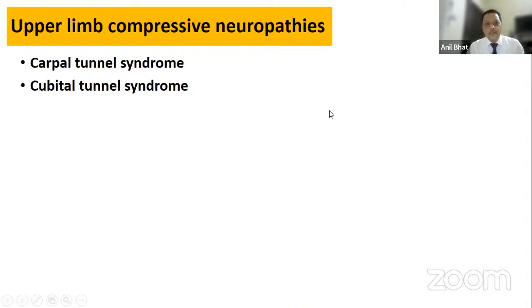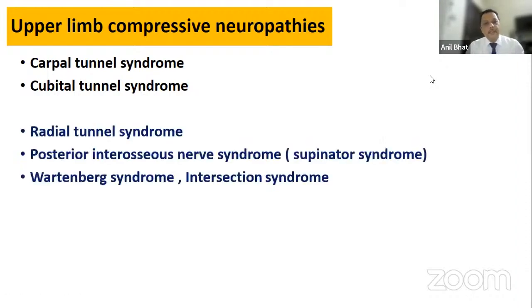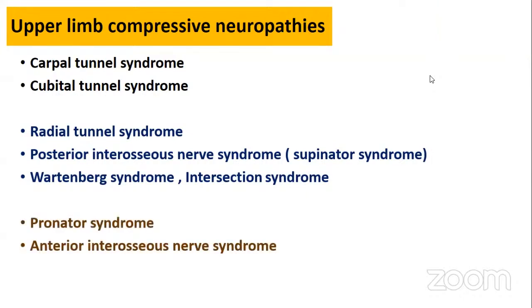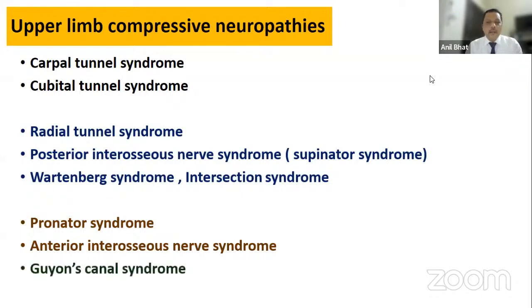As I said, carpal and cubital tunnel form a big chunk of neuropathies, and the other, probably a little less common, are the radial tunnel syndrome and posterior interosseous nerve syndrome. There's a difference between the PIN syndrome, which is also called supinator syndrome, and radial tunnel syndrome. Probably next time I'll tell what the difference is. Then there's something called Wartenberg and intersection syndrome. For the median nerve, apart from carpal tunnel, it's pronator syndrome and anterior interosseous nerve syndrome. I checked your DNB papers previously, and they've asked about anterior interosseous nerve syndrome. We'll cover that later. And then finally, it's Guyon's canal for the ulnar nerve.